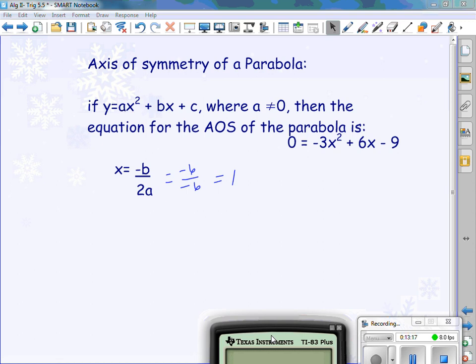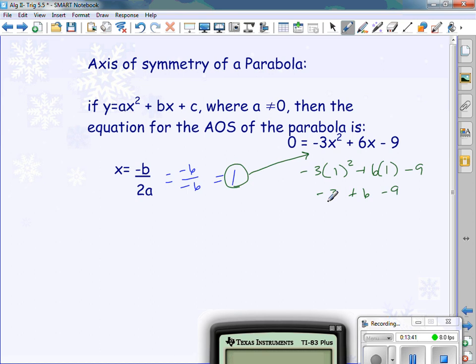Now, I could put this in the calculator and find out everything. Because the AOS is 1, I can take this 1 and put it into this function. Negative 3 times 1 squared, plus 6 times 1, minus 9. Well, 1 squared is 1, so negative 3 plus 6 minus 9. Negative 3 plus 6 is 3. What's 3 and negative 9? Negative 6. So my vertex is 1, negative 6.